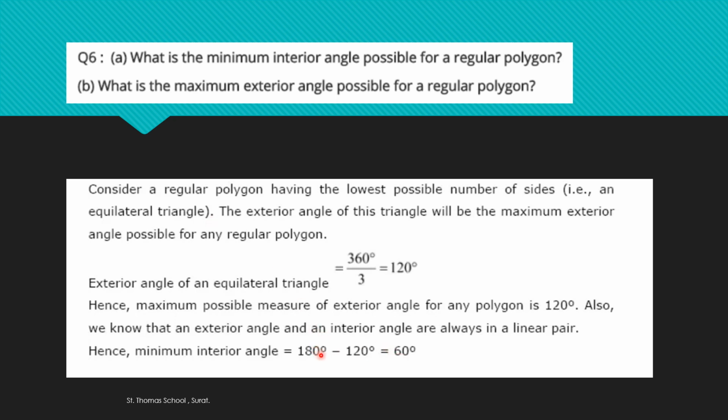Either you can write 180 by 3, that is 60 degrees, or you can say like this: the sum of exterior angle and interior angle is 180 degrees, that means linear pair. So the minimum interior angle is equal to 180 minus the exterior angle, which is 120. So 180 degrees minus 120 degrees, 60 degrees, which is easy for you. You can go through that method. It is not compulsory that you write like this. Clear? So first you find the exterior angle, then the interior angle. Either you can divide 180 by 3, or you can subtract 180 minus the exterior angle. Both answers are the same. Both methods are also the same. It's clear?